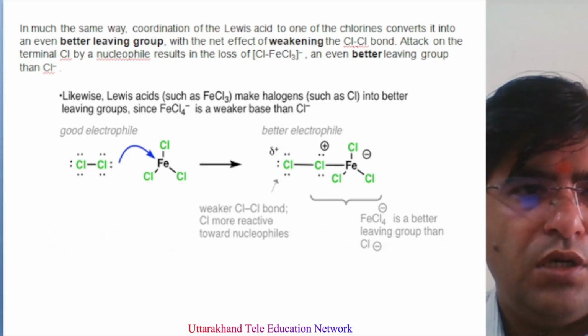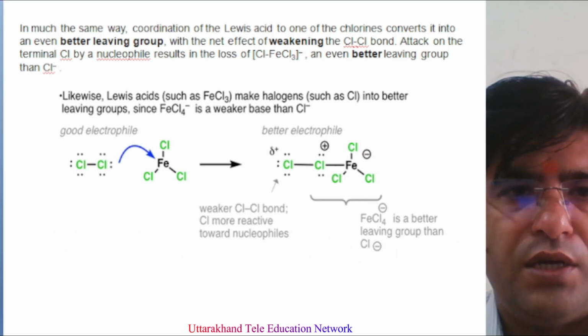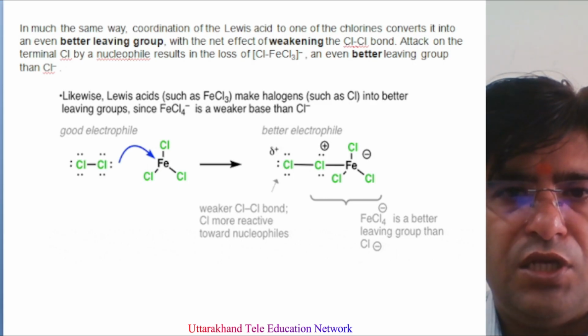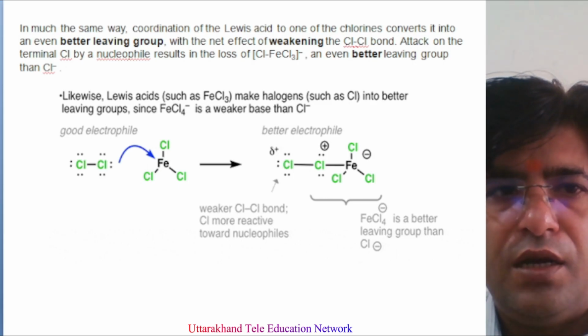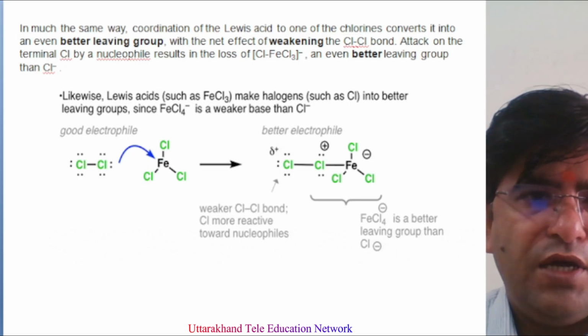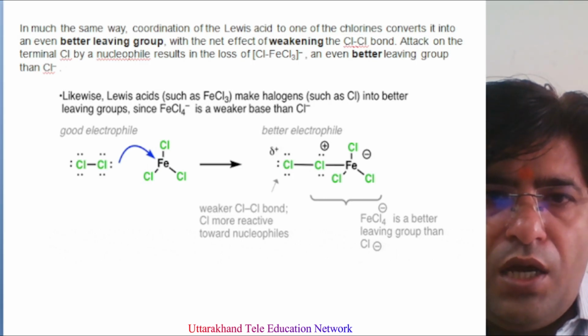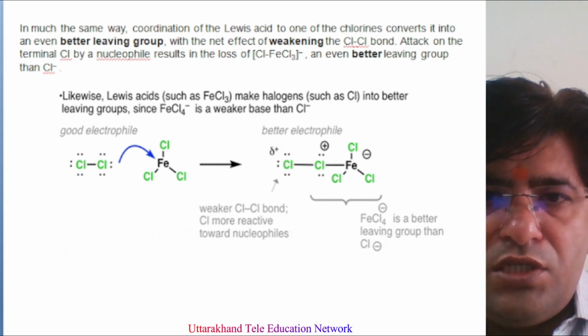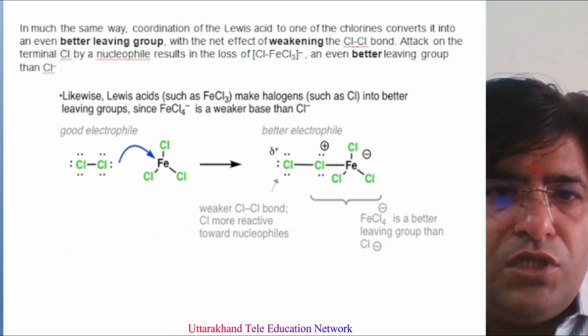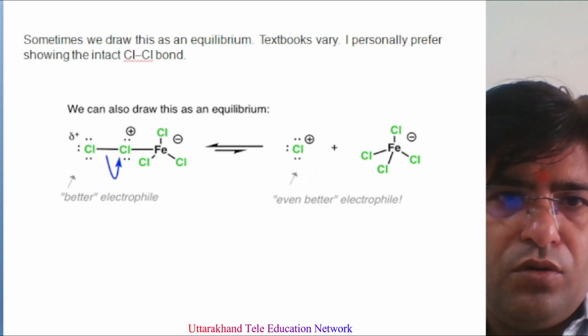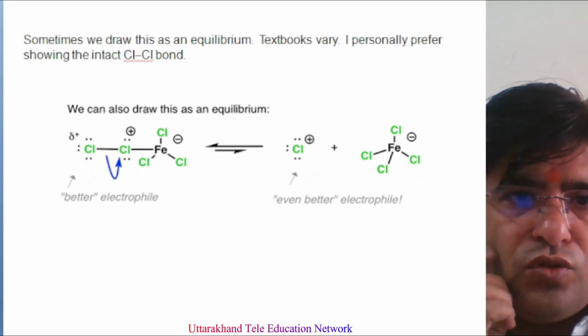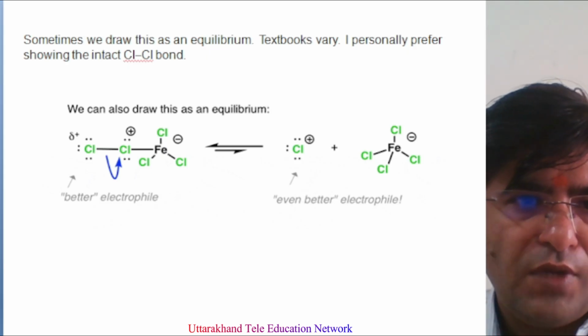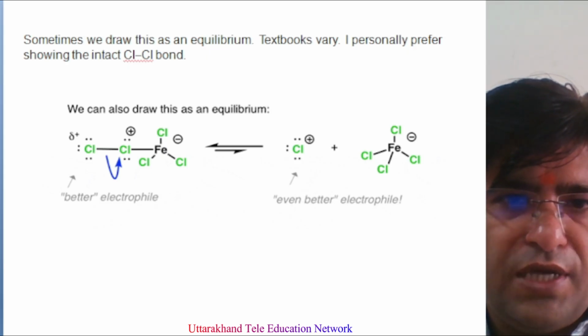Attack on the terminal Cl by a nucleophile results in the loss of Cl-FeCl3 negative, an even better leaving group than Cl negative. Likewise, a Lewis acid such as FeCl3 makes a halogen such as Cl into a better leaving group, since FeCl4 negative is a weaker base than Cl negative. Sometimes we draw this as an equilibrium. I personally prefer showing the intact C-Cl bond. We can also draw this as an equilibrium.